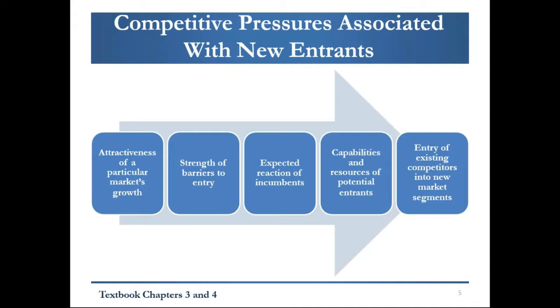The capabilities and resources of potential entrants. We see today very resource-rich, cash-rich companies like Google, Apple, and Facebook, branching off into other areas. They all have incredible amounts of cash available.